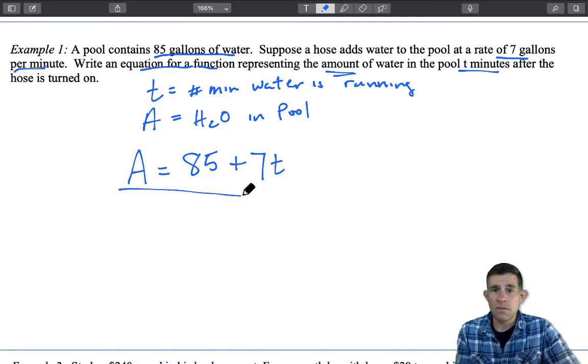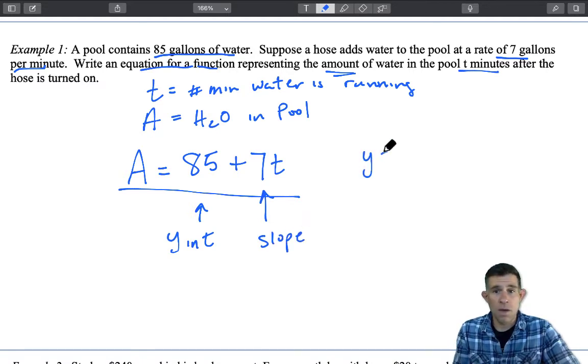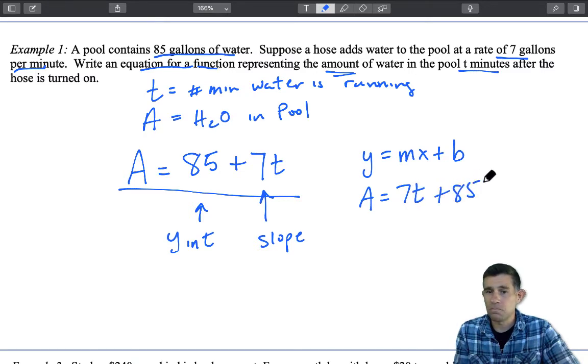So here's our linear function. 85 is going to represent our y-intercept, and 7 is going to represent our slope. So if we were thinking of this in terms of y equals mx plus b, we could rearrange these two around, and we'd have a is equal to 7t plus 85.